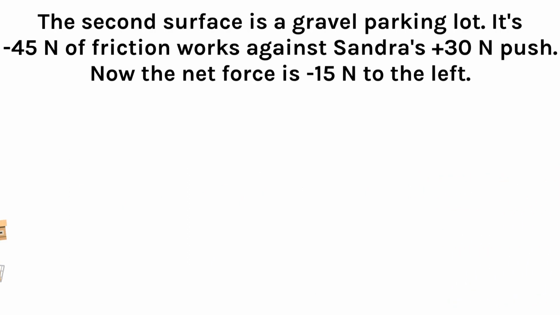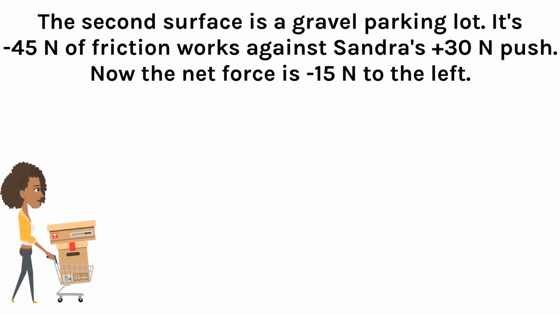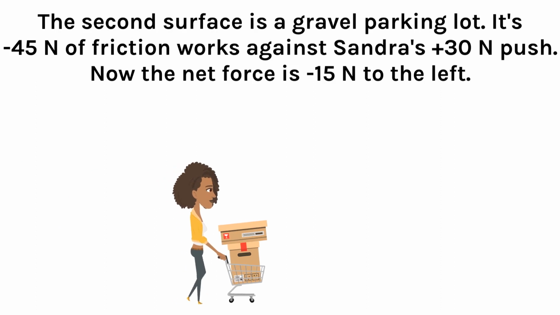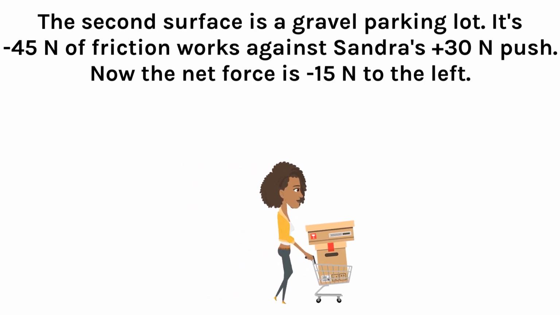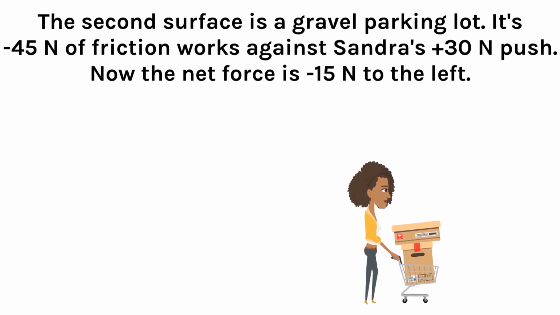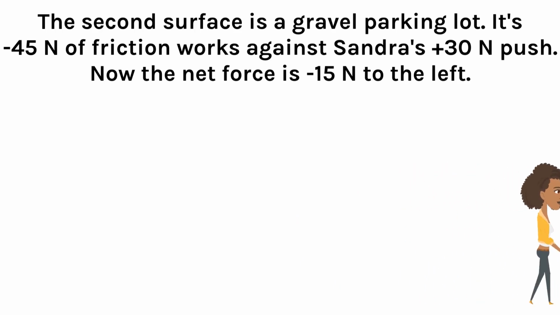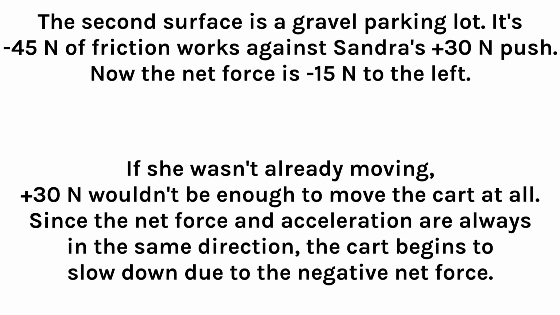The second surface is a gravel parking lot. Its negative 45 newtons of friction works against Sandra's 30 newton push. Now the net force is negative 15 newtons to the left. If she wasn't already moving, 30 newtons wouldn't be enough to move the cart at all. Since the net force and acceleration are always in the same direction, the cart begins to slow down due to the negative net force.